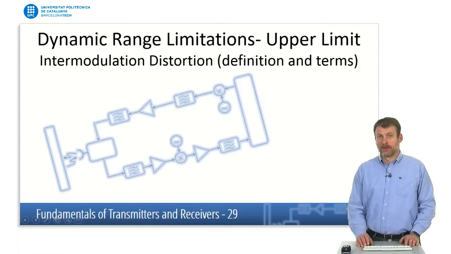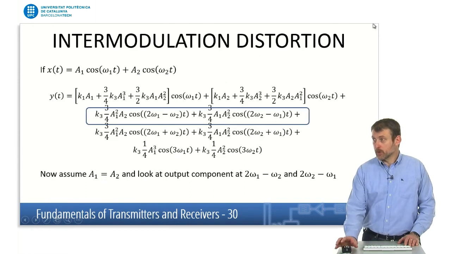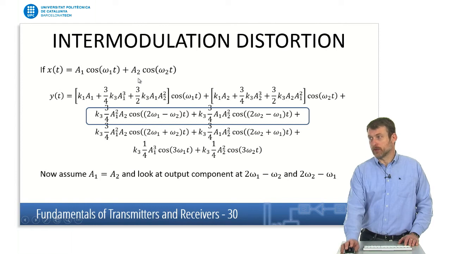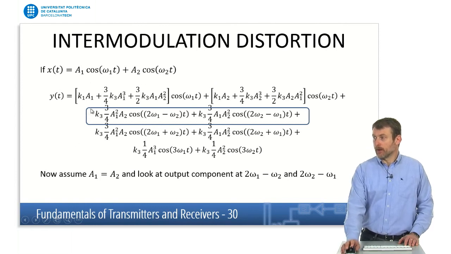Welcome back. In this section of the lecture, I will describe another effect that limits the dynamic range of receivers, which is intermodulation distortion. Intermodulation distortion can be measured when we feed our device with two tones of equal amplitude, different frequencies but equal amplitude. And in this case, we will focus on these terms highlighted here.